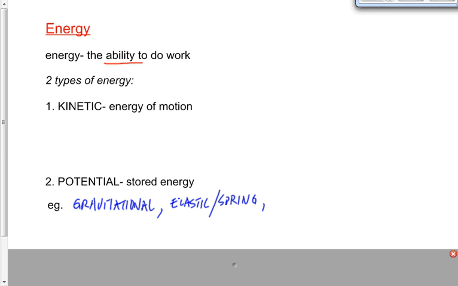You're all at rest right now. What gets you moving? There's got to be energy stored in your body. Otherwise, you're not going to be able to move, right? So what is it that gets you moving? What kind of energy is it?